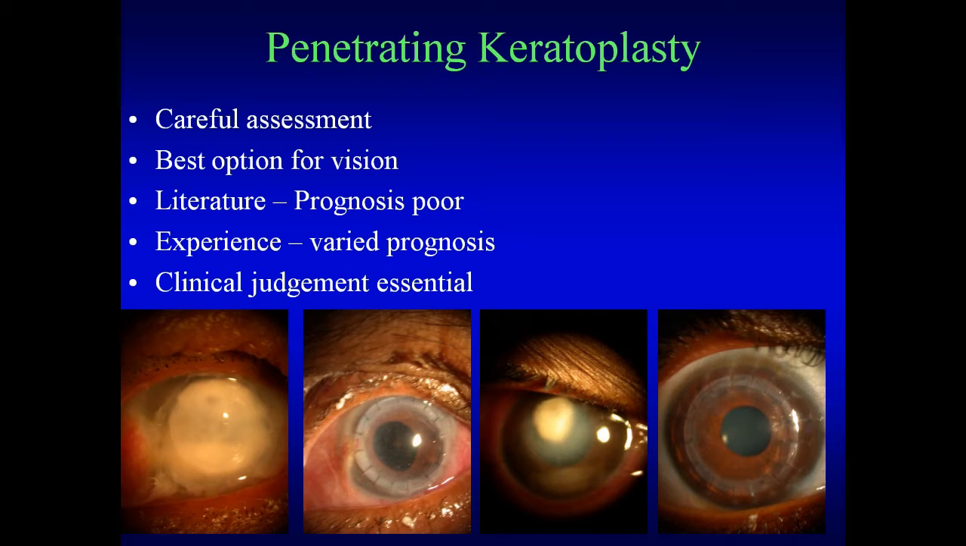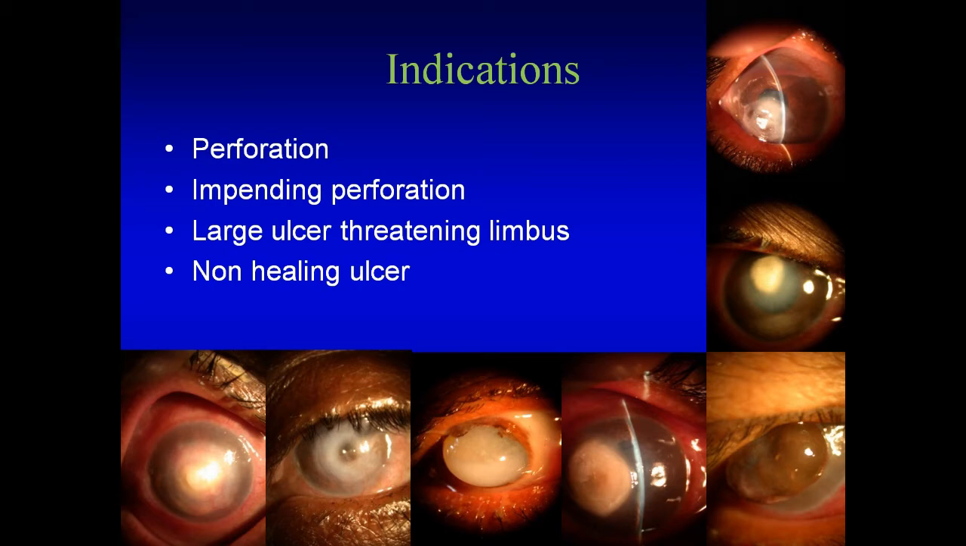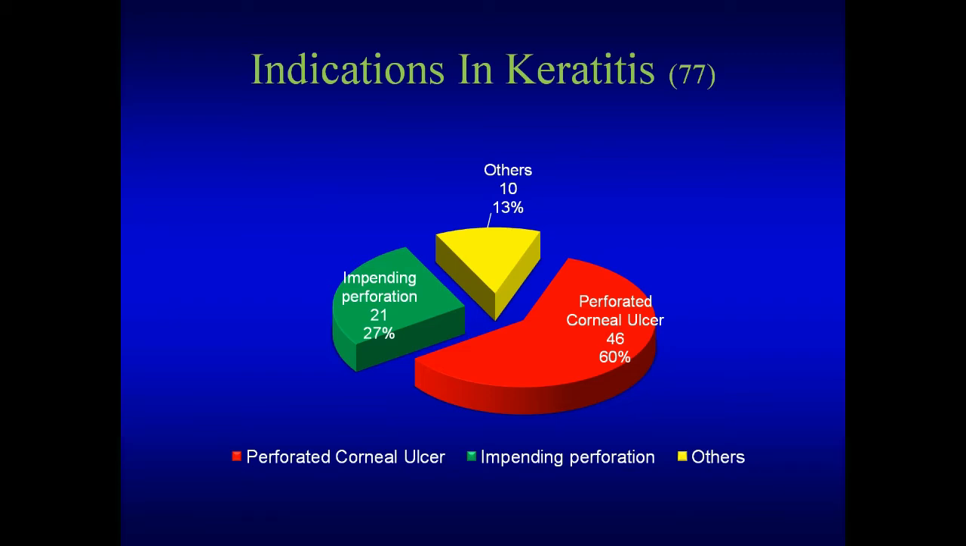But before you go on to keratoplasty, clinical judgment is very essential. The indications would include either a perforated ulcer or an impending perforation, a large ulcer threatening the limbus where you don't want to have the headache of doing a corneoscleral graft, or a non-healing ulcer. And these are some of the indications in keratitis. This is also very old data, from 2006, where most of the corneal transplants were actually done for perforated corneal ulcers.